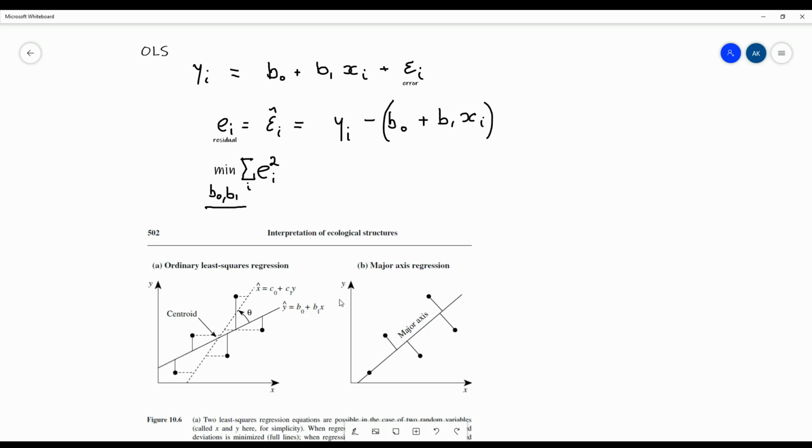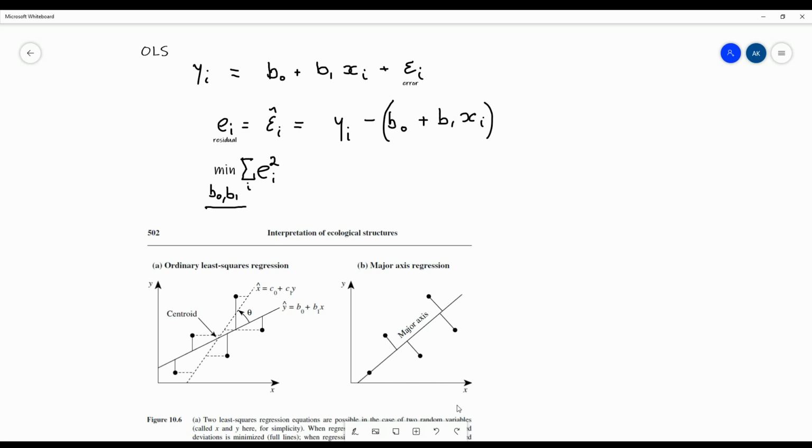So y is not independent or dependent, or x is not dependent or independent. They're both going into this regression as equals, and that's why we're minimizing this distance. You can immediately see that there could be issues, right?